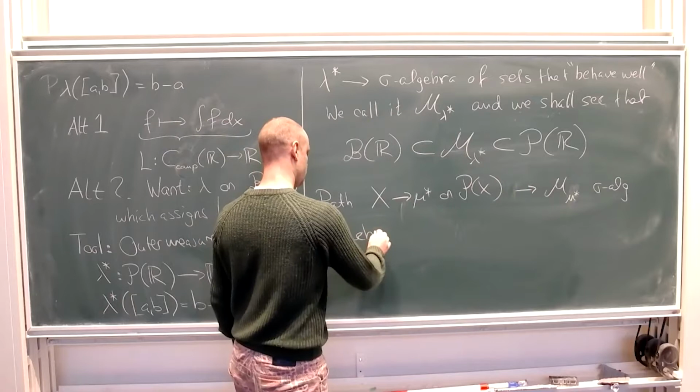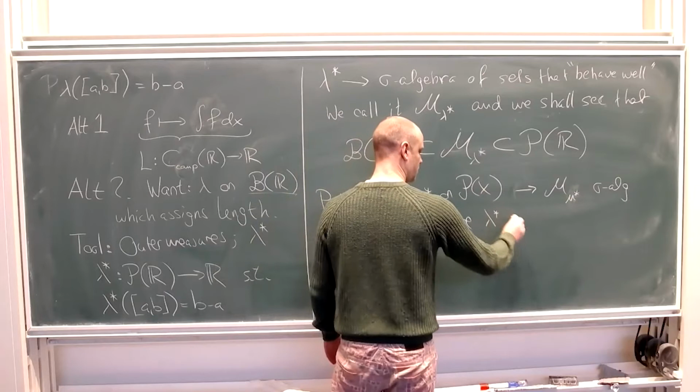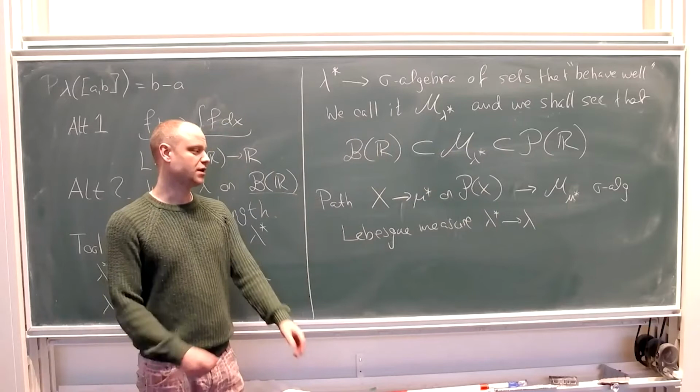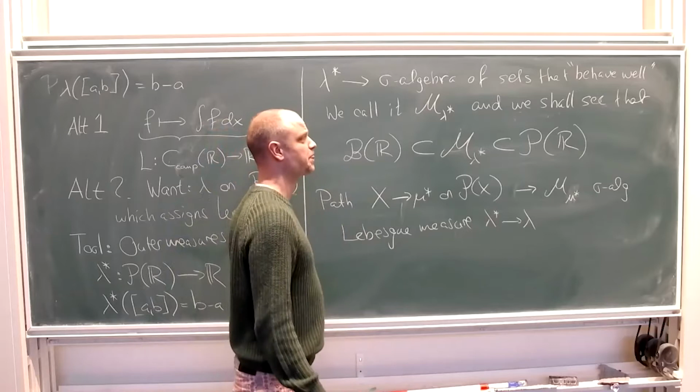So the Lebesgue measure comes from applying this process first to something we're going to call lambda star, and from lambda star we get lambda, the Lebesgue measure. So this is the outer measure, and this is the Lebesgue measure. The star always signifies outer measure. Now, enough talking. What does outer measure mean?